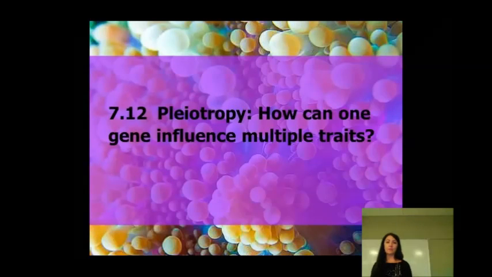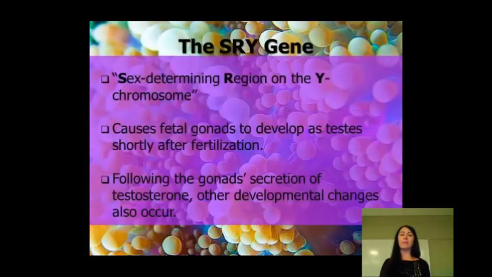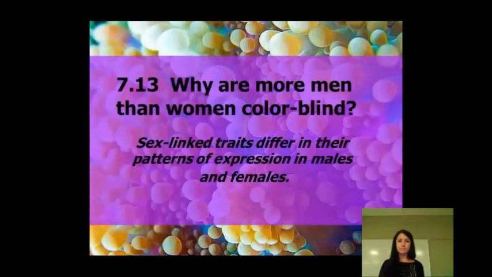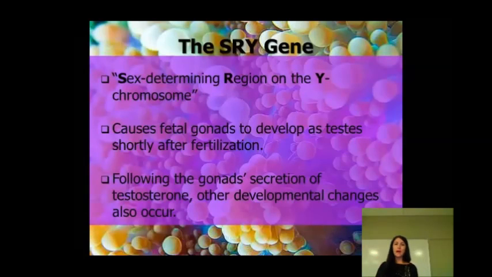So in pleiotropy, we ask ourselves, how can one gene influence multiple traits? How can this one gene or one set of genes influence multiple traits? And we talked a little bit about it last time. Oh, I didn't put my picture in the right place. I'll come up to it.